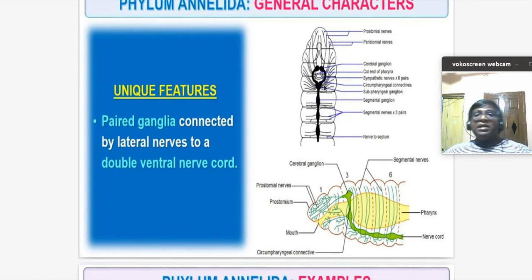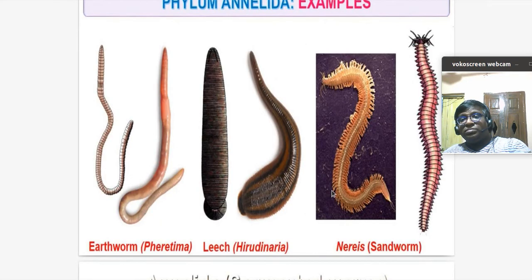Then they have a paired ganglion. Can you notice it here? Paired ganglion is there. They have double ventral nerve cord which are connected by lateral nerves. So they give the appearance of a ladder-like arrangement. So nervous system, for the first time you can find a paired ganglia connected by lateral nerves to a double ventral nerve cord. So there is a double ventral nerve cord.